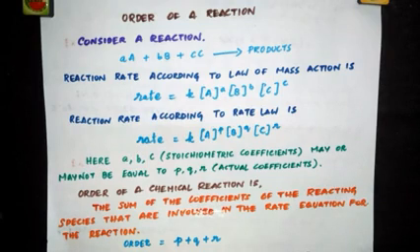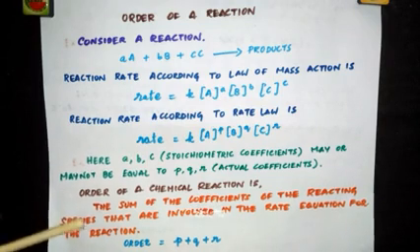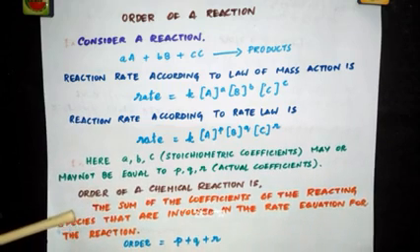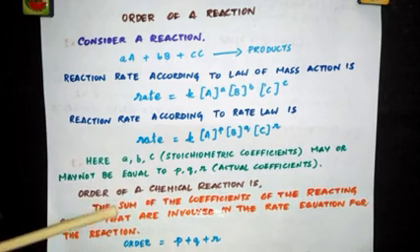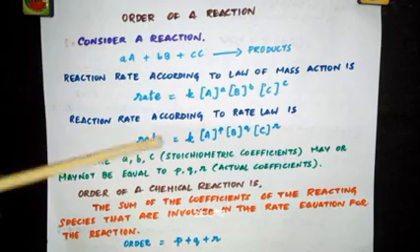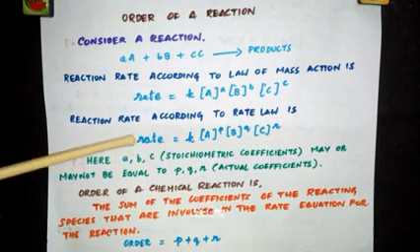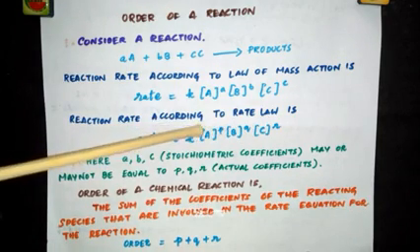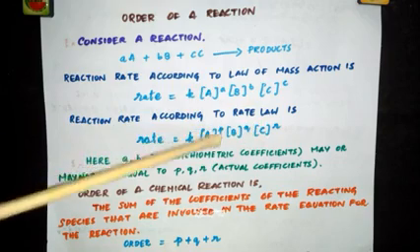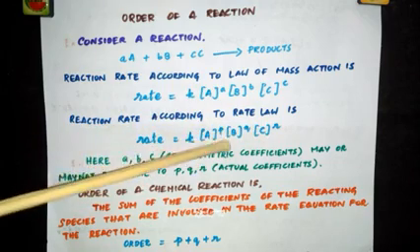Now we can define the term order. Order of a chemical reaction is the sum of the coefficients of the reacting species that are involved in the rate equation for the reaction. So what is the rate equation for this reaction? This is the rate equation. And what are the coefficients written here? p, q, r. The sum of these coefficients of these reacting species that is involved in this rate equation is called as order.